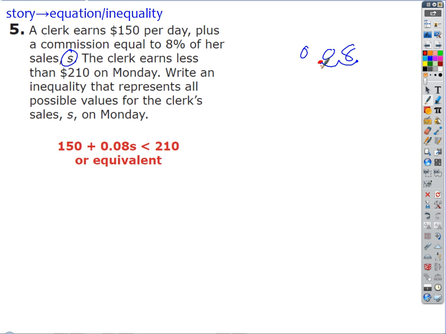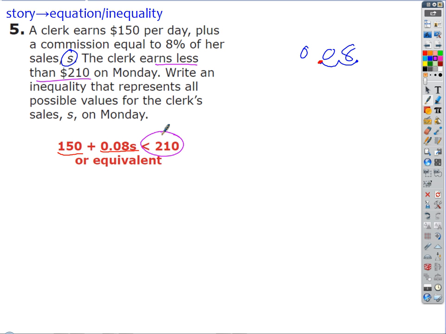Okay? So then that means 8% of 1,200 would be 0.08 times 1,200, right? Okay, so how are we going to write that part then? If the clerk is earning, each day he's earning $150 plus 8% of sales, which are S, wouldn't that just be 150 plus 0.08 times S, right? The other part of this tells me that on Monday, the clerk earns less than 210. So doesn't that mean that the total amount that he's earning is going to be less than 210, right? So it's an inequality. That's all you're supposed to do.